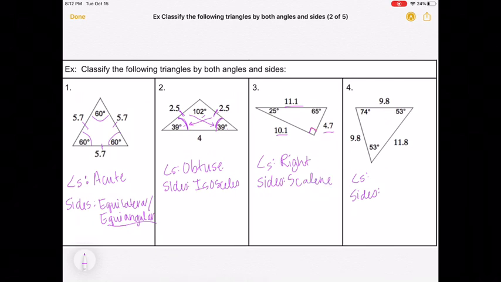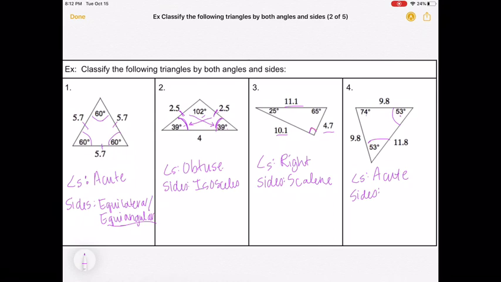Okay, 4, looking at the angles, we have 53 and 53, congruent, 74, all right, well, the congruent doesn't necessarily classify it by an angle. It just tells us that they are, and I can mark that. It's a good habit to get into for what we'll get into later. But we have no 90 degrees, none that are obtuse, they're all acute, so acute triangle.